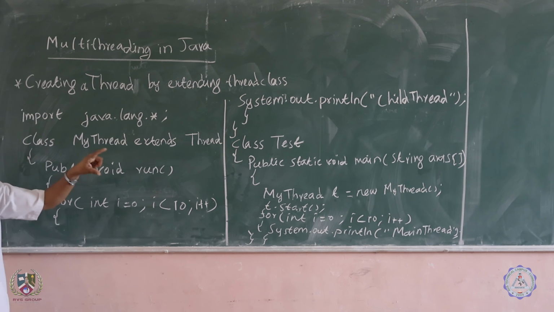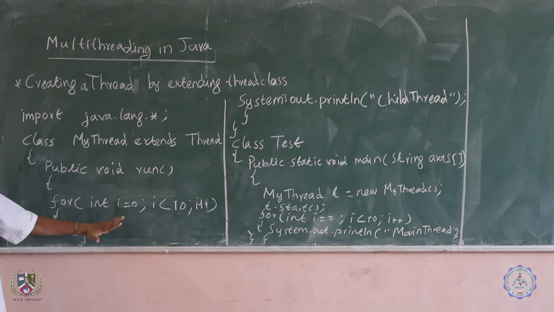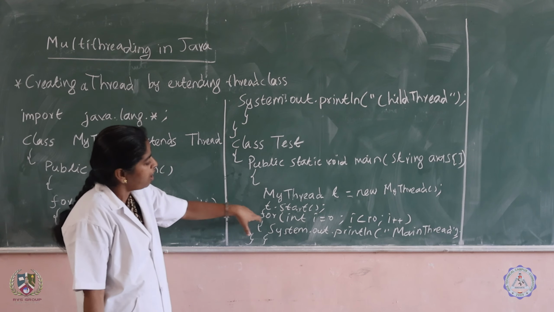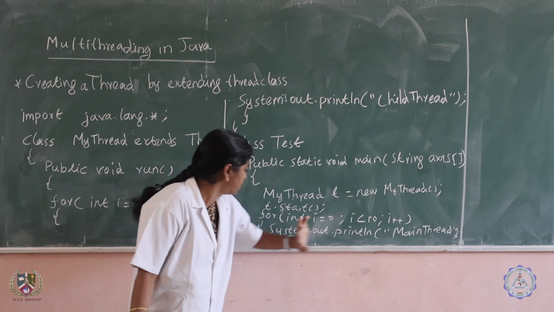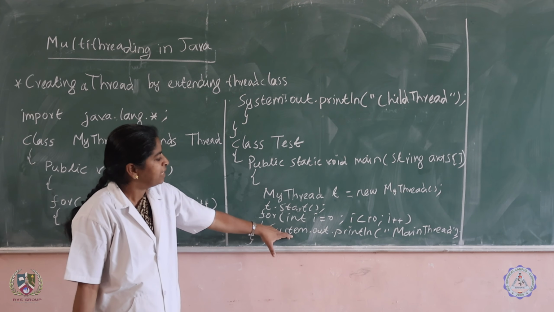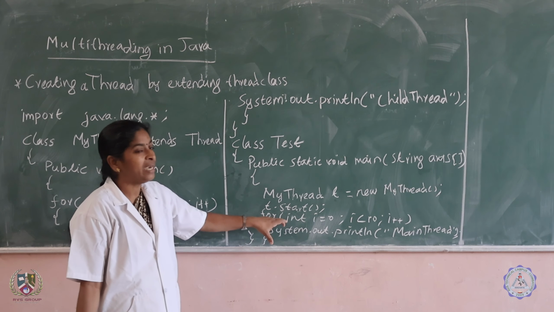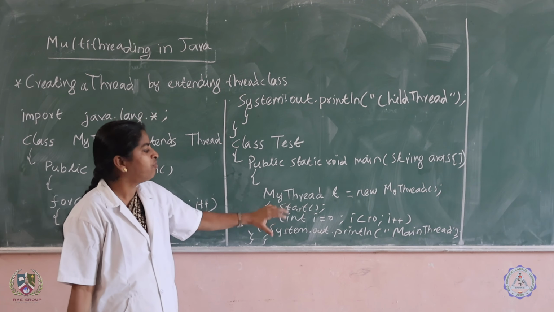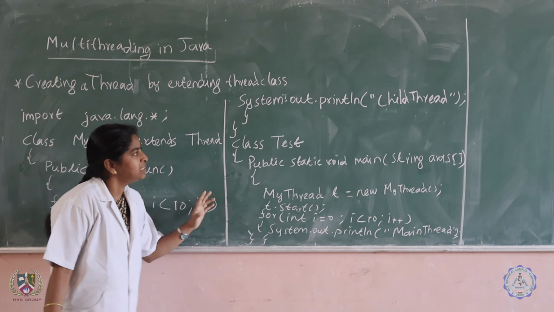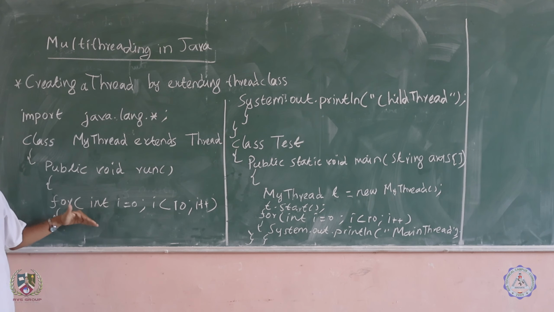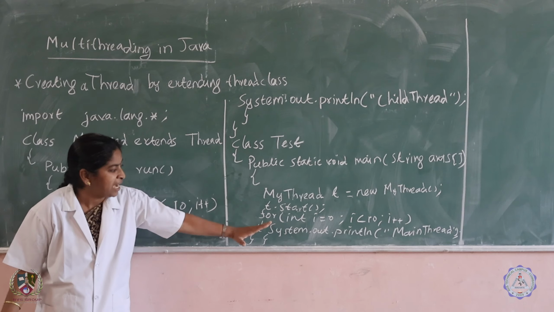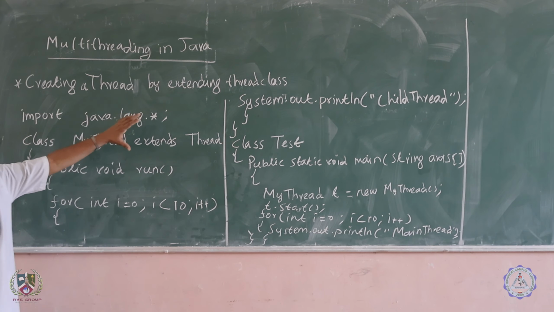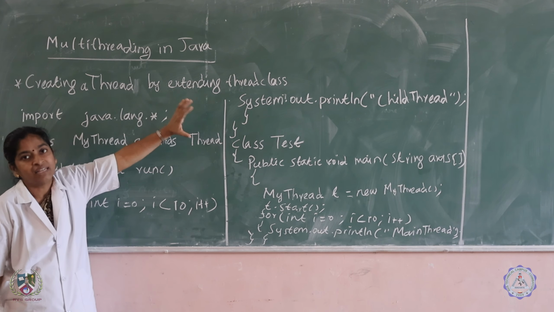First, the child thread message is printed 10 times. Next, for int i = 0, i < 10, i++, System.out.println main thread. We are printing the main thread message 10 times. Output is the child thread message printed 10 times, next the main thread message printed 10 times. We are using the method of extending the Thread class.